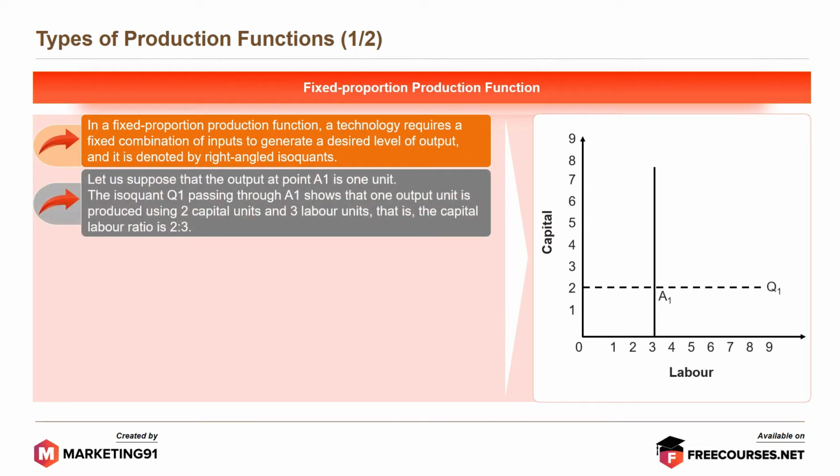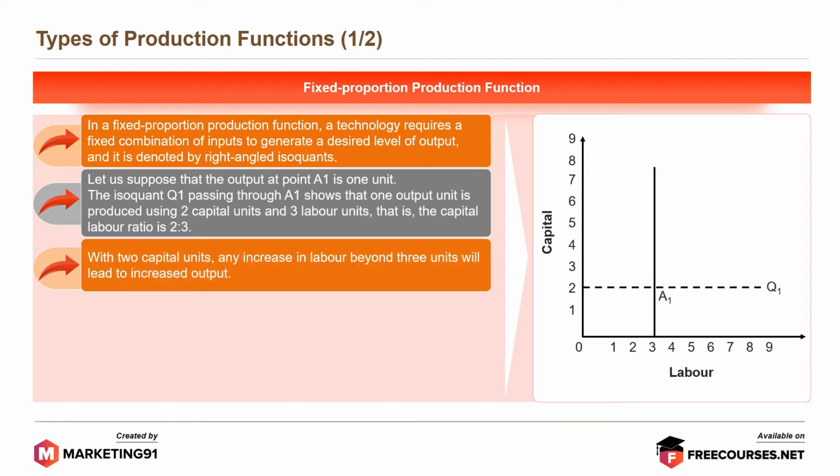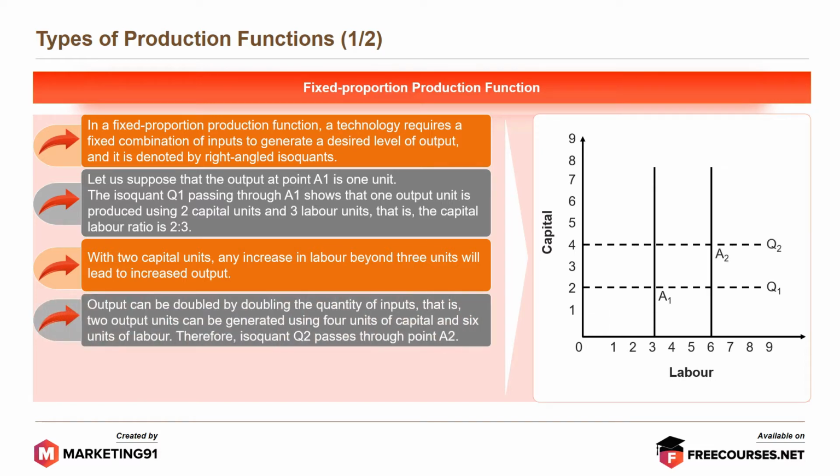Let us suppose that the output at point A1 is 1 unit. The isoquant Q1 passing through A1 shows that one output unit is produced using 2 capital units and 3 labor units. That is, the capital labor ratio is 2:3. With 2 capital units, any increase in labor beyond 3 units will not lead to increased output. Output can be doubled by doubling the quantity of inputs. That is, 2 output units can be generated using 4 units of capital and 6 units of labor. Therefore, isoquant Q2 passes through point A2.